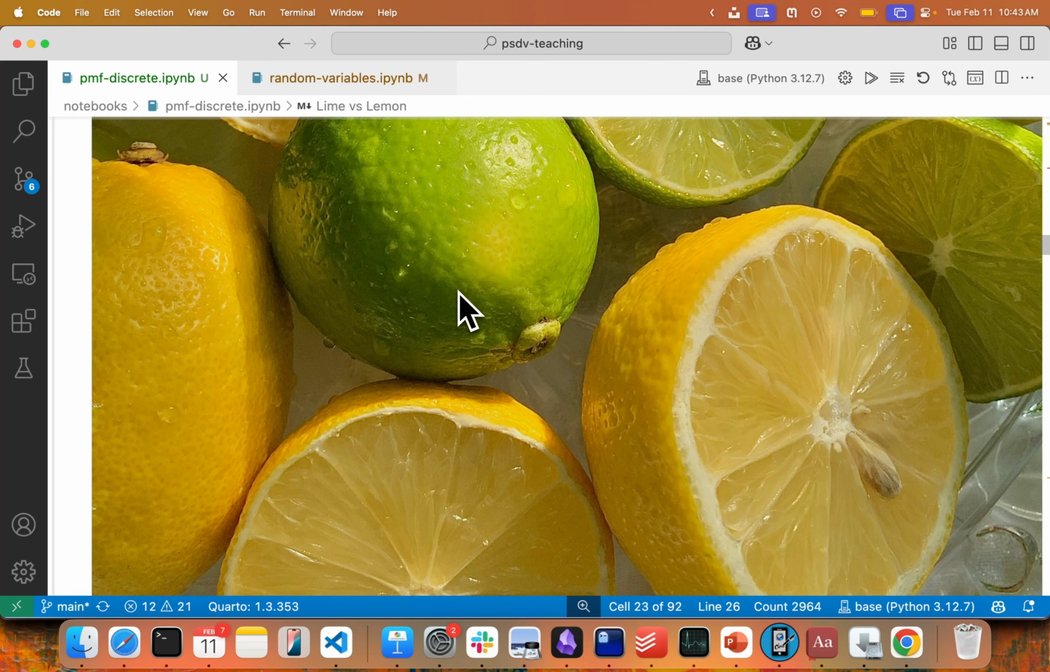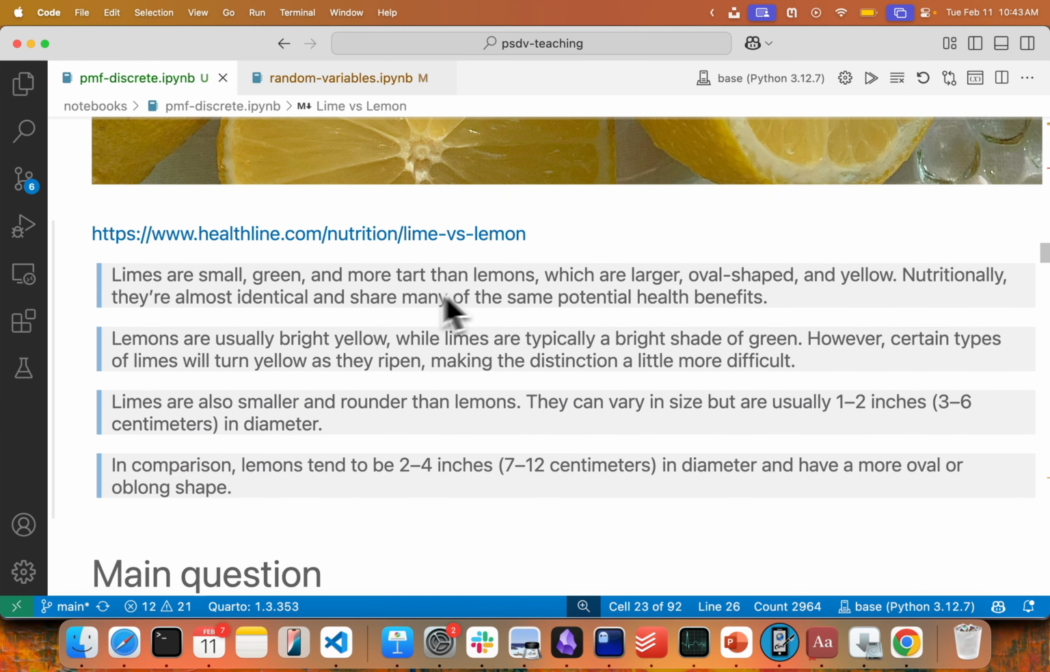And we can also look at the shapes. The limes are generally small, green, and they're more tart than lemons. So you're talking about the taste also. The lemons are generally larger, oval-shaped, and yellow. Nutritionally, they are identical. We look at the colors, etc. Importantly for today's class, lemons are generally 2 to 4 inches in diameter and have a more oval or oblong shape, whereas limes are generally 1 to 2 inches in diameter.